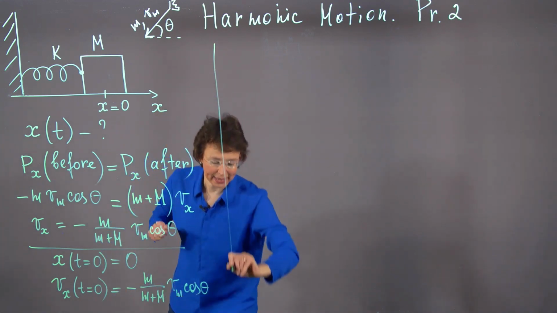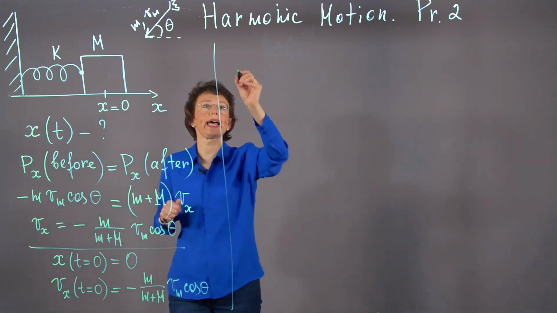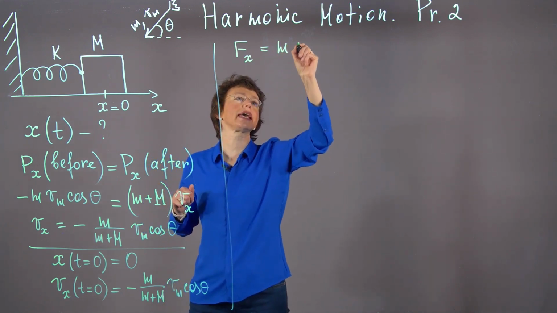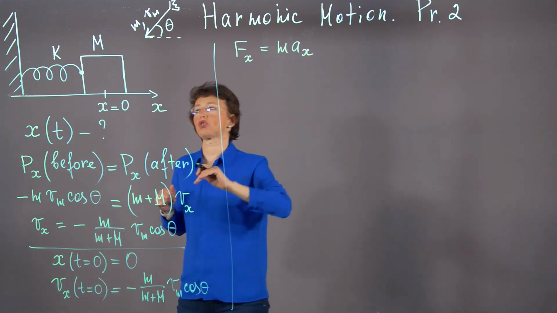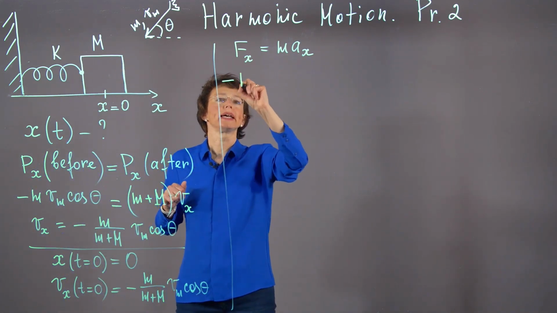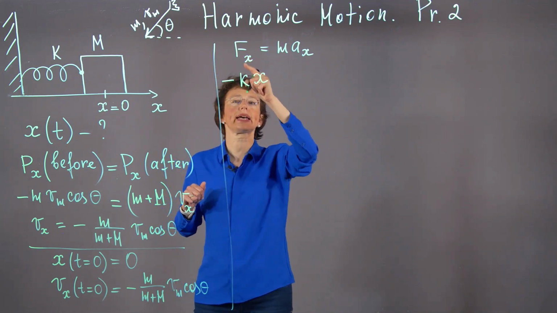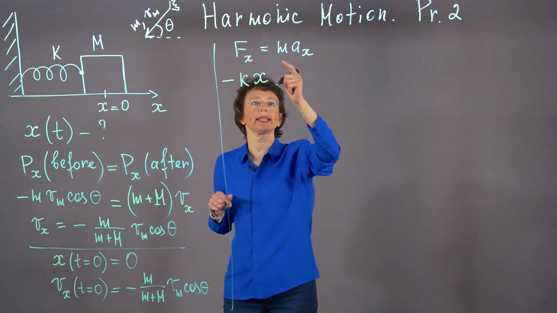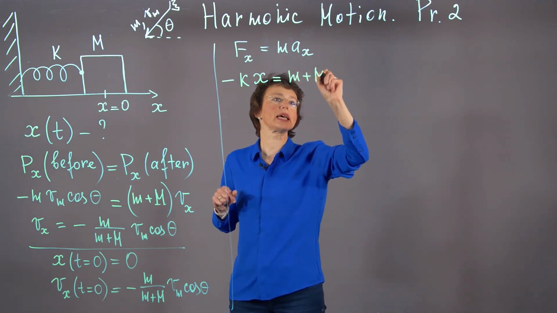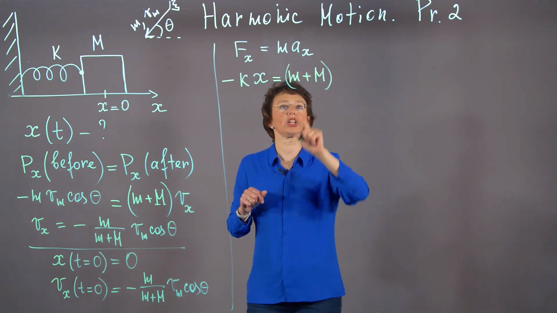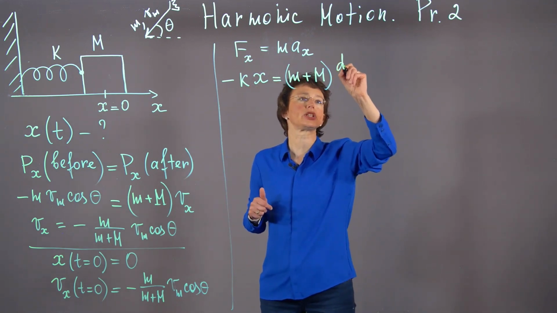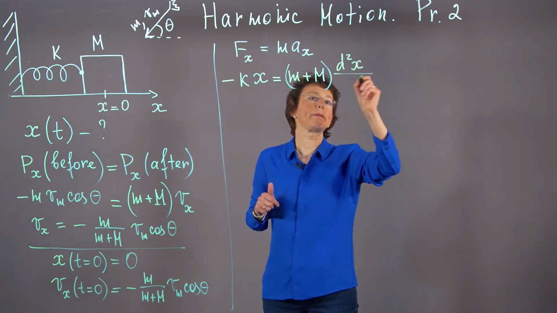What's next? Now we need Newton's second law. We will write the second law in projection on x. Net force in x direction is ma_x. Net force in x direction will be the force of the spring. I have minus kx on the left-hand side of this equation. On the right side of this equation, I have the combined mass, m plus M, times acceleration a_x. But a_x is the second derivative of the position. It is d2x by dt squared.